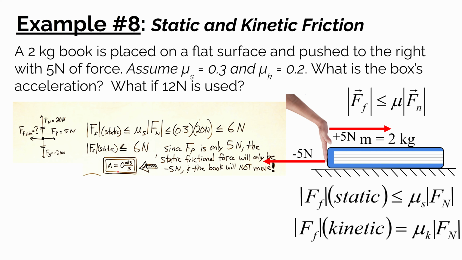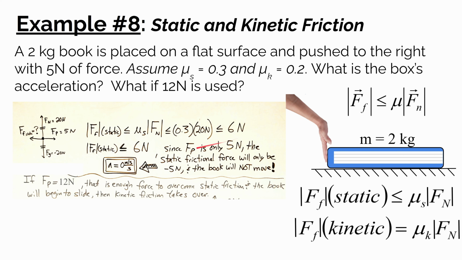The sum of the forces will stay 0. So static friction will match the applied force up to a certain value. And if you push with more than that force, then it'll actually start to slide. That would be the case if we apply 12 newtons of force, which means static friction can't keep the book in place anymore because that's more than 6 newtons. And so it's going to accelerate.